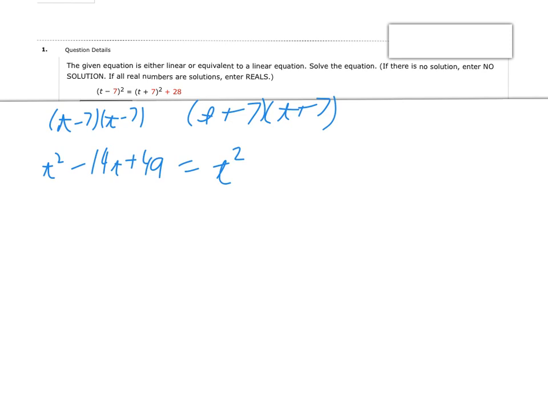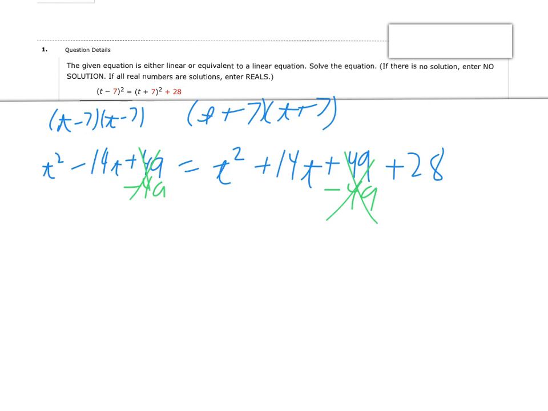So here we go, we'll go t squared plus 14t plus 49 plus 28. All right, so then we're going to get everything on one side. You could combine like terms over on the right side, but I actually see here I can subtract 49 and actually just get rid of those. So that's going to make it just a little bit easier on me. I'm going to subtract the t squareds, and those also cancel out. I'm going to add the 14t, which will not cancel out.